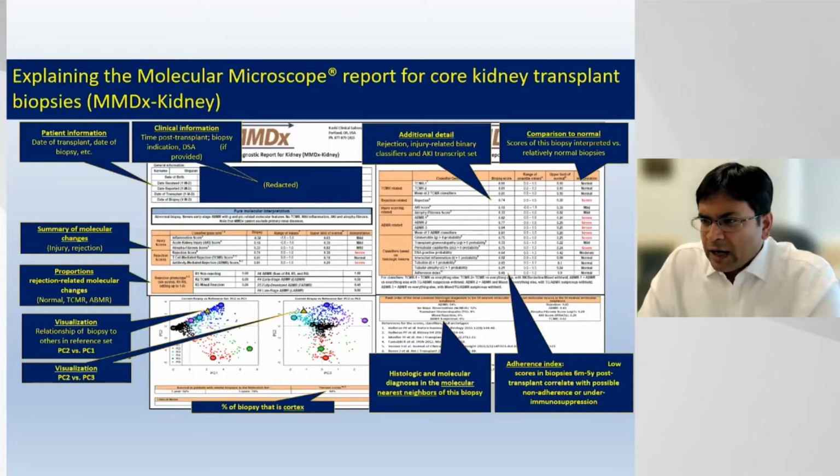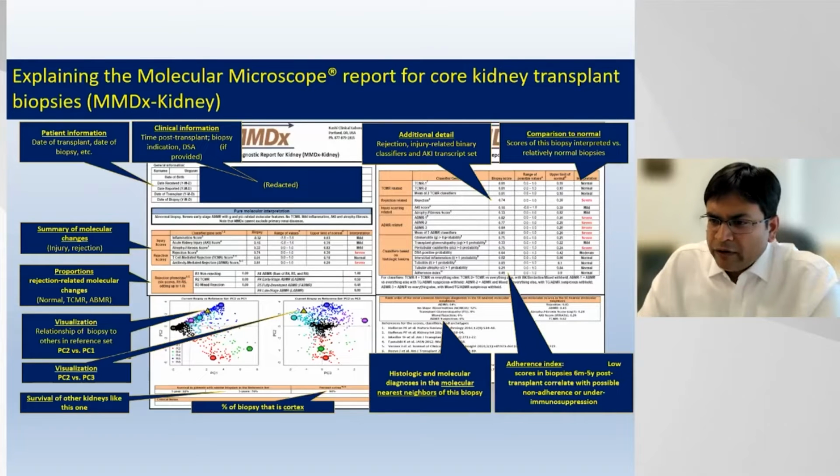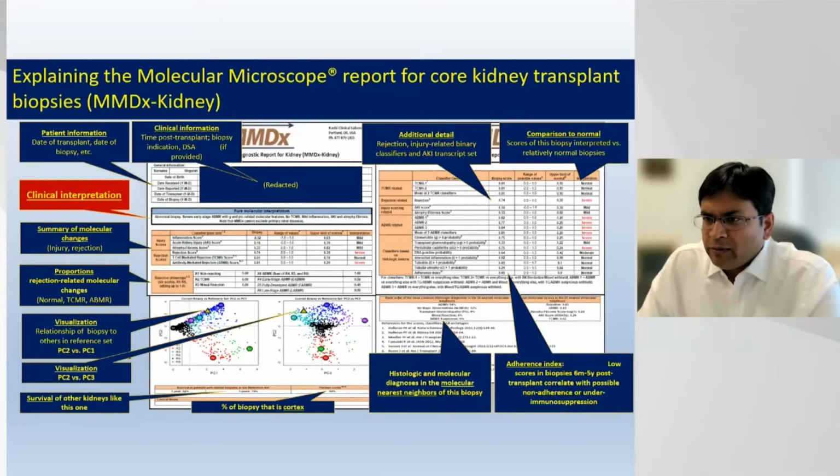This is an analysis of what the nearest neighbors of that particular biopsy have looked like in the past, based on the reference set. And this is another interesting point, which is about the survival of other kidneys like this one with regards to prediction for the future. This can be important for the clinician because it helps us understand how aggressive we need to be with regards to therapy. And then finally, there's a clinical interpretation, which is provided at the current time by Dr. Halloran, but it can be machine read also.